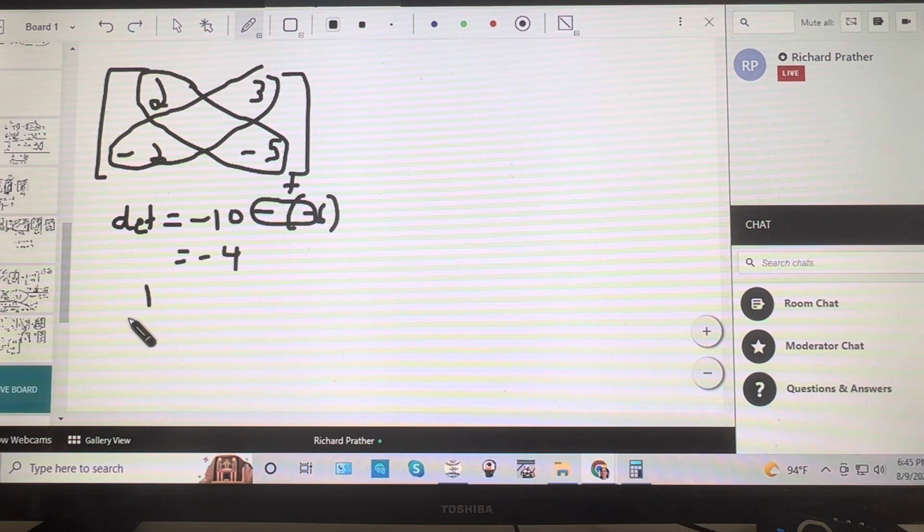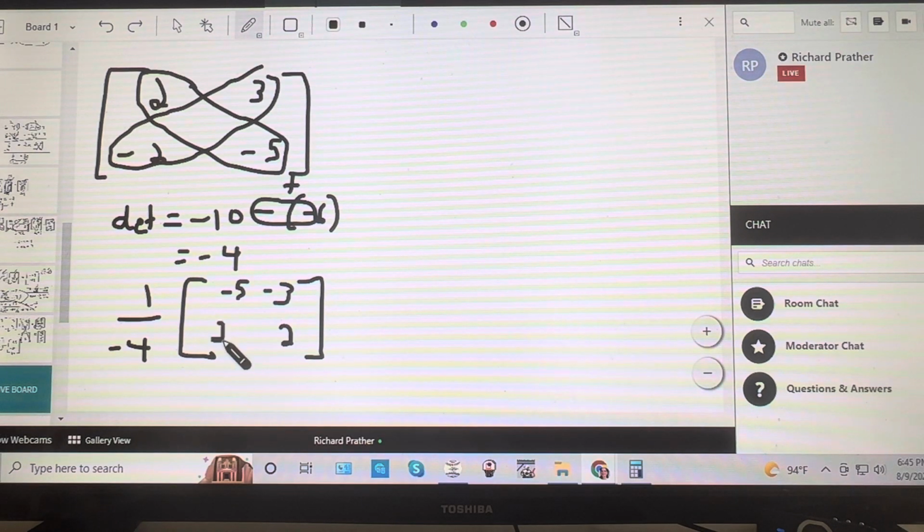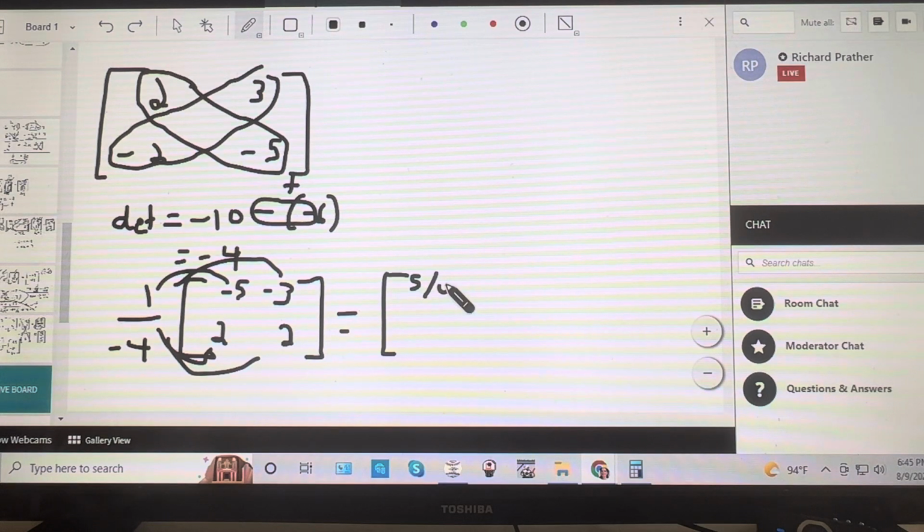So the inverse is 1 over the determinant. You interchange these two, but keep their signs. The 5 stays negative, the 2 stays positive. The 3 stays there, but you do the opposite, negative. The negative 2 stays there, but you do the opposite, positive. And then you distribute this negative 1/4 in. So the inverse is positive 5/4, positive 3/4. Both of these would be negative 1/2.